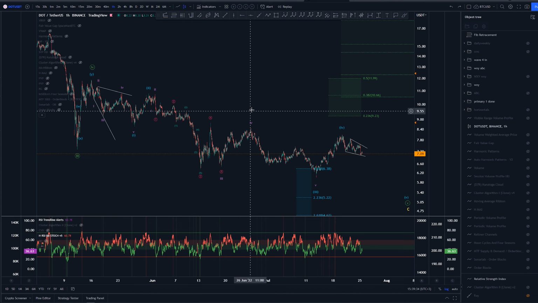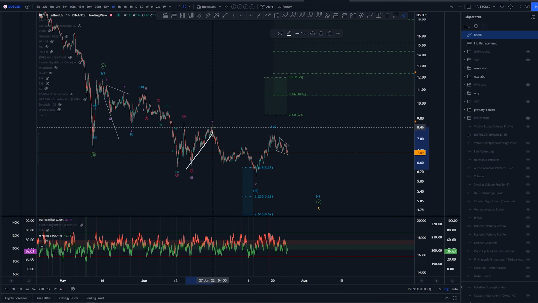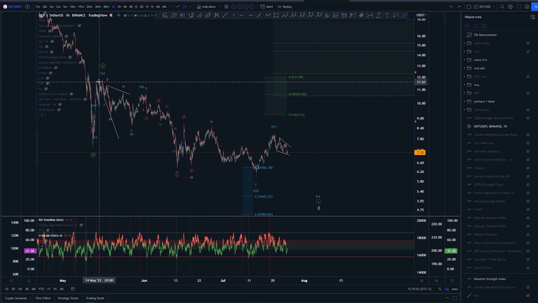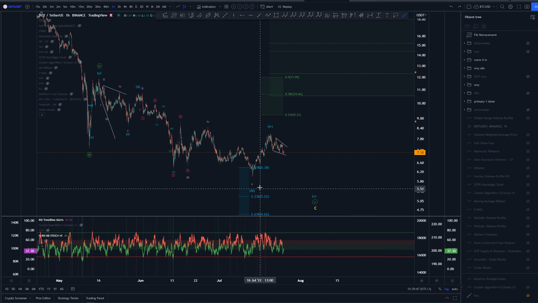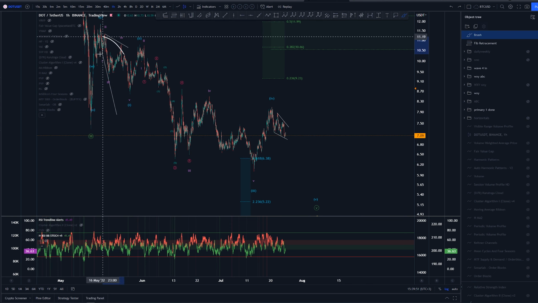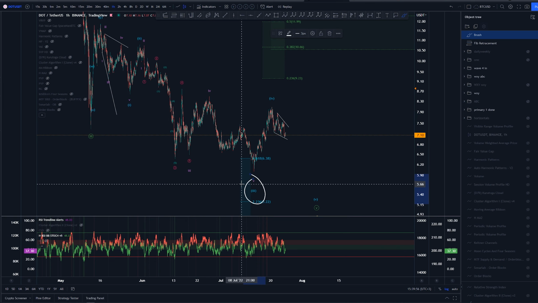Truncation here. So yeah, that's how. Wave 4 does not get to the wave 1 area, which is again here, and then we would have this as 1, 2, this would be 3. Now again, a bit more questionable count. Truncation, expanding leading diagonal, and this structure would have to be a wave 5.